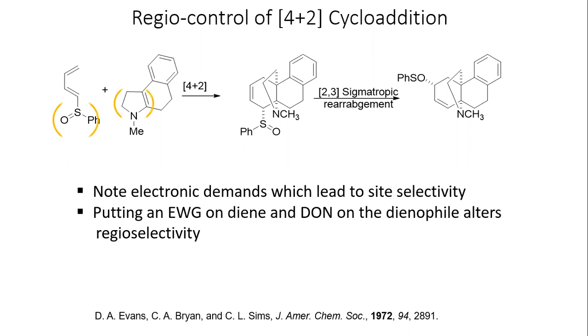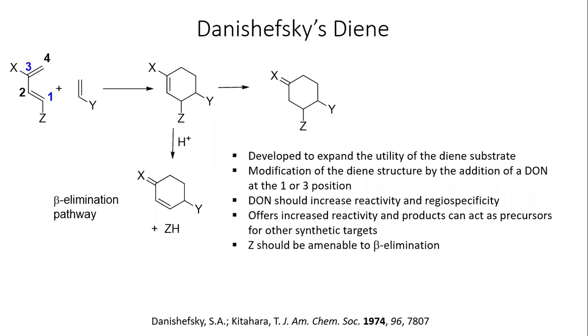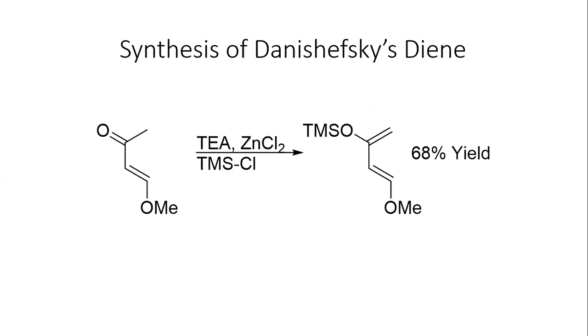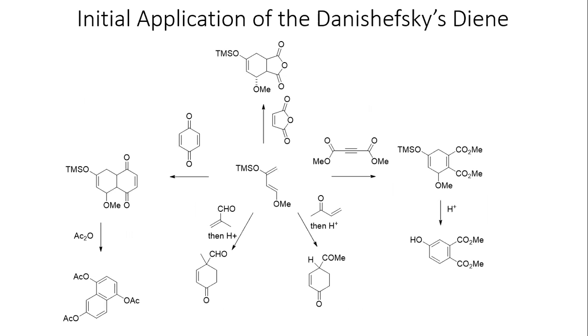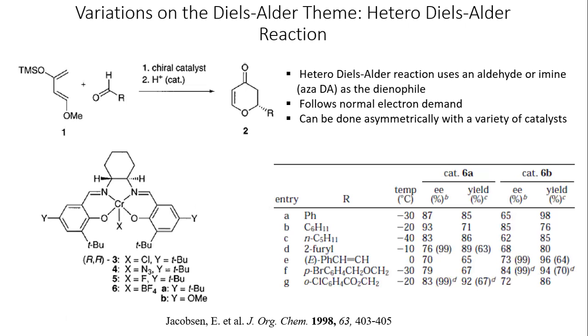So we already talked about this part. We talked about this on, not yesterday, Monday. We talked about the Danishevsky's diene. So let's talk about the hetero Diels-Alder. And so the hetero Diels-Alder reaction is when you use for your dienophile some other functional group other than alkene, right?